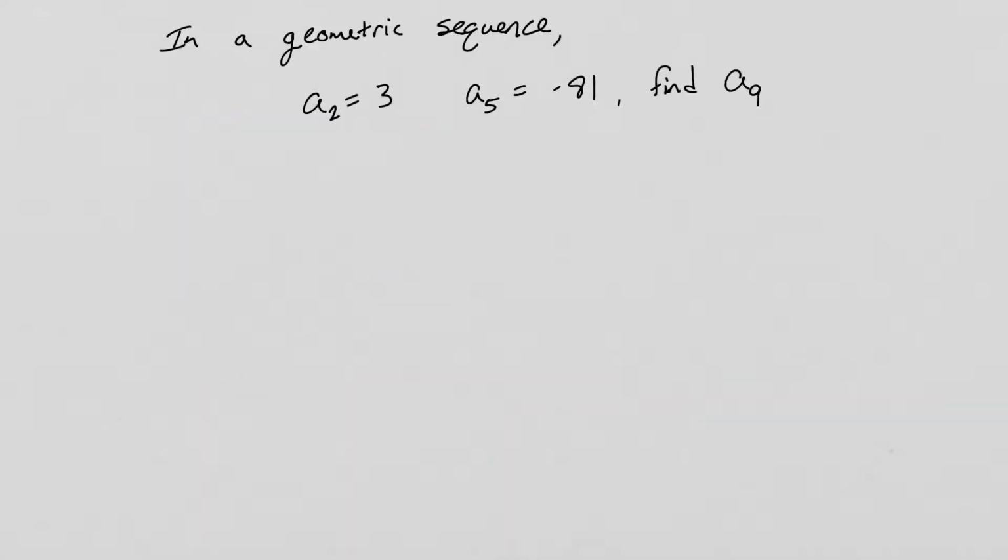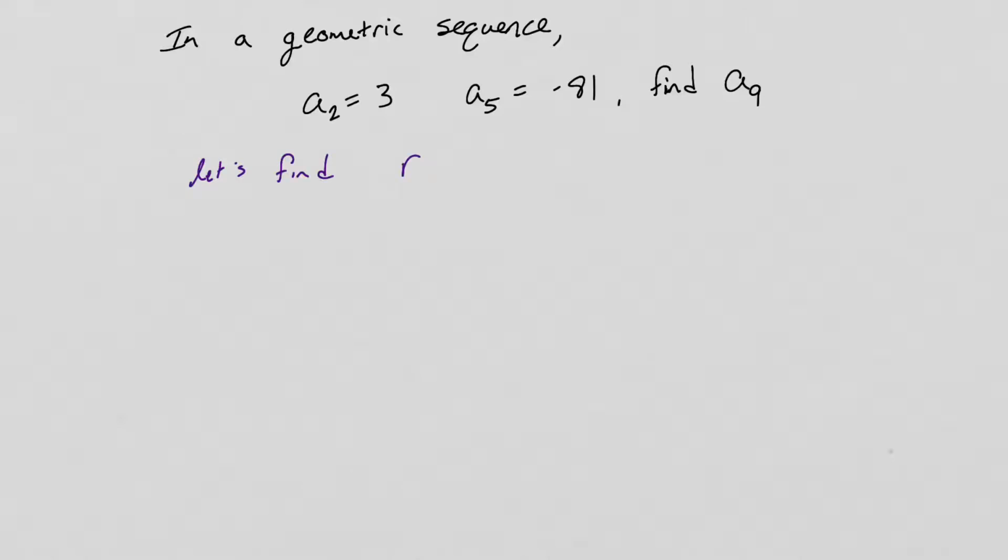Now, the next kind of thing is a really similar question, but we want to incorporate a little bit of a harder problem. So let's say we had the geometric sequence where A2 is equal to 3, A5, so the fifth term, is equal to negative 81, and we're trying to figure out A9, the ninth term here. All right, so we don't know what A1 is, and we don't know what R is. Let's find R first, which is the common ratio.